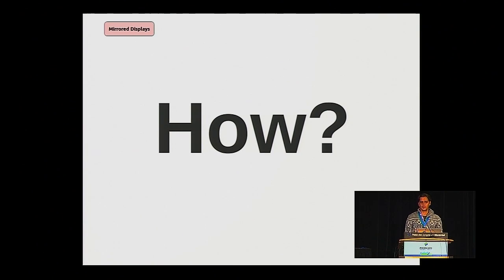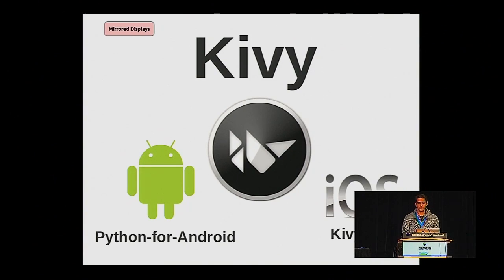And the second question, which may rise in our heads, is how? How can we do it? Fortunately, we have the Kivy project, which was mentioned by Guido van Rossum today. It's the project which includes a lot of frameworks and tools which help you to create cross-platform applications with Python for different platforms. It includes tools like Python for Android, which allows you to create the APK package for Android, or Kivy iOS, which allows you to create the package for iPad.